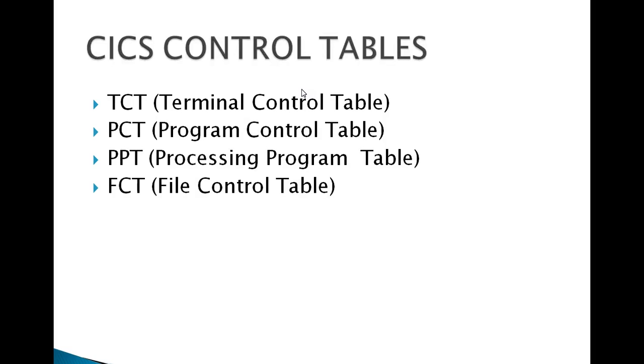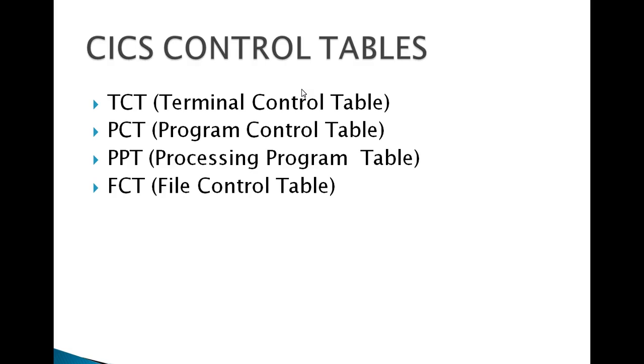Next, coming to the CICS control tables. In the same way we had control programs, we have tables that store things like program IDs and transactions. I'm displaying only a few. The mainly used ones are the TCT, the terminal control table, which has the list of all registered terminals. Then we have the PCT, the program control table, which has the transaction ID and its corresponding program ID.